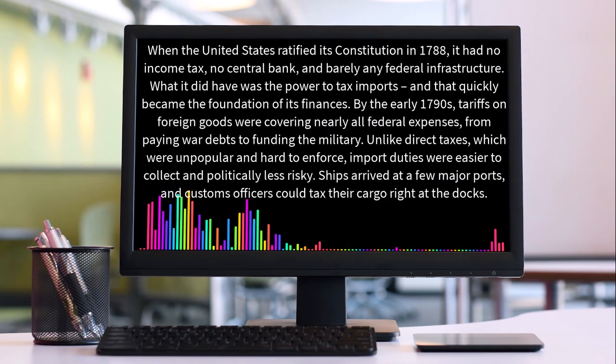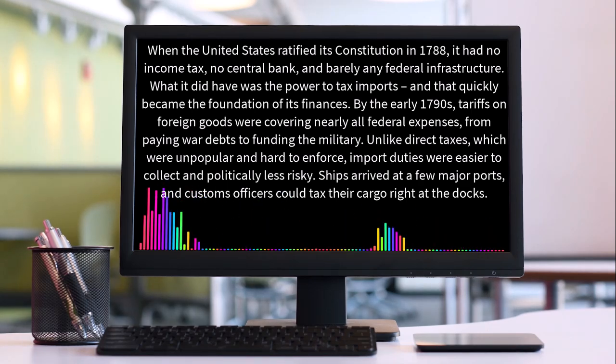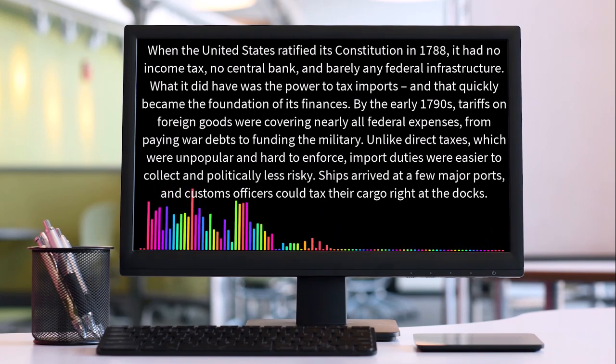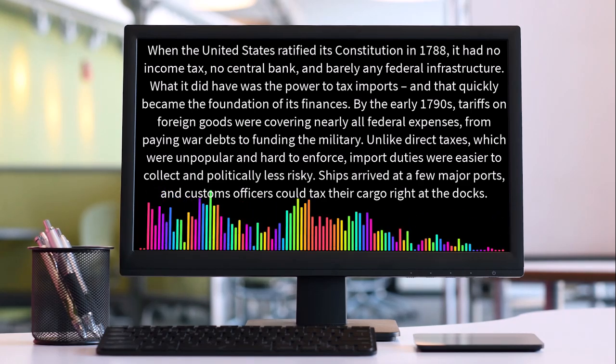Tariffs became the backbone of the early U.S. government. When the United States ratified its Constitution in 1788, it had no income tax, no central bank, and barely any federal infrastructure. What it did have was the power to tax imports, and that quickly became the foundation of its finances. By the early 1790s, tariffs on foreign goods were covering nearly all federal expenses, from paying war debts to funding the military. Unlike direct taxes, which were unpopular and hard to enforce, import duties were easier to collect and politically less risky. Ships arrived at a few major ports, and customs officers could tax their cargo right at the docks.